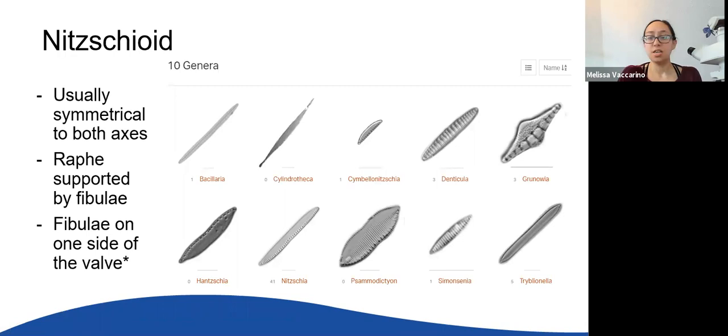The nitzschioids are usually symmetrical to both axes, with the raphe supported by fibulae. And the fibulae are typically on one side of the valve. To try to get to the genus here, you would want to note if you've got any special structures. So on Grunowia, you've got large fibulae. Some of these are asymmetric to one axis. And in Cylindrotheca, you have a twisted raphe that goes all the way around the frustule.